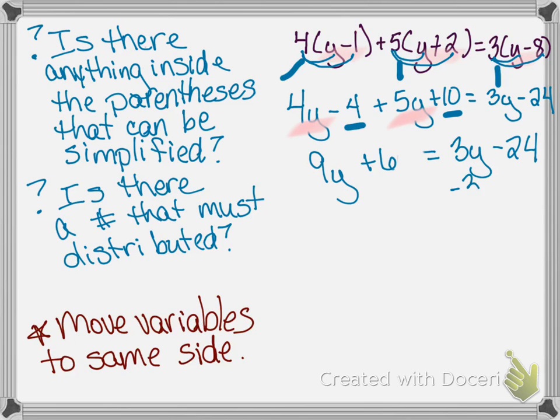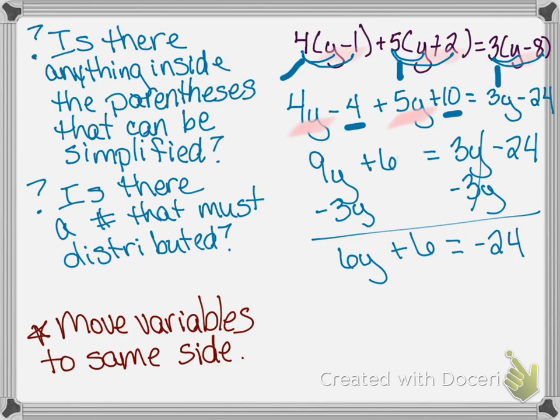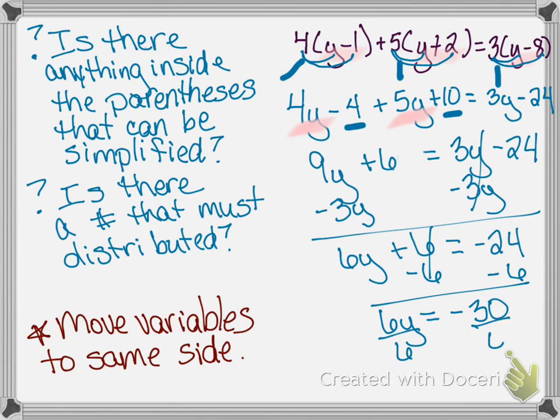Good. Okay, so then I'm left with 6y plus 6 equals negative 24. My next step? Good, subtract 6. So I have 6y equals negative 30. What's next? Divide by 6. And y equals negative 5.